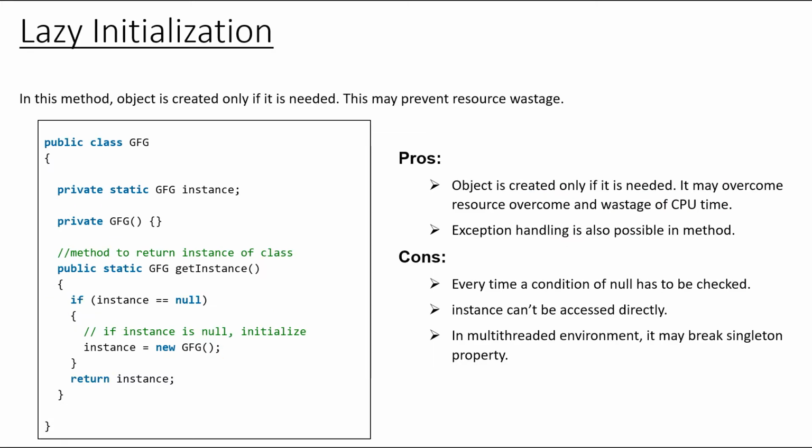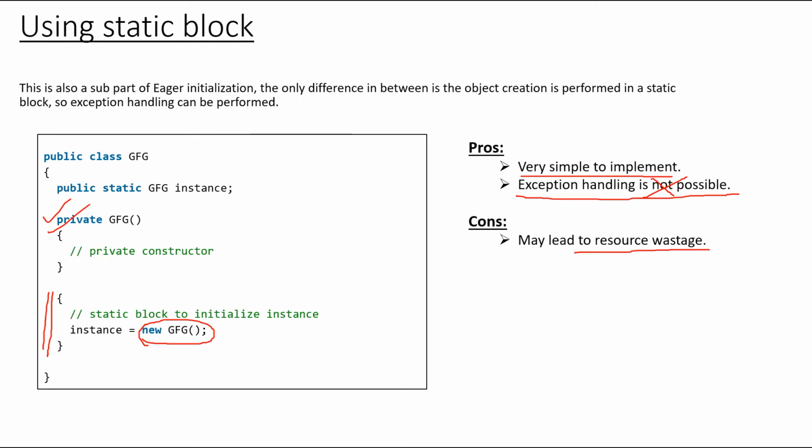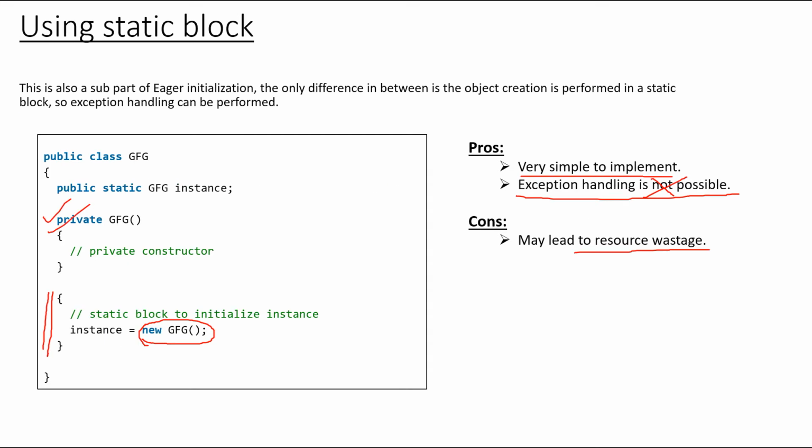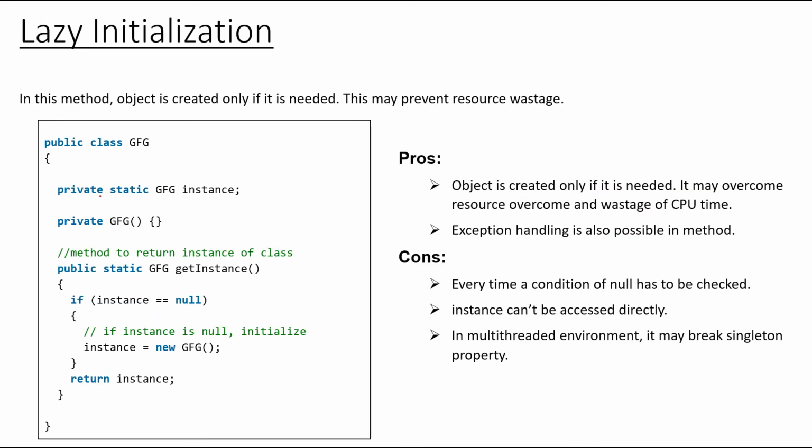This one is the lazy initialization. In this method, the object is created only if needed. So this can also prevent the resource wastage. So if you see in the previous approaches, we are creating the object of that particular class even if that object is not required. But in this lazy initialization, we are going to create that object only if it is needed. So how can we do this?